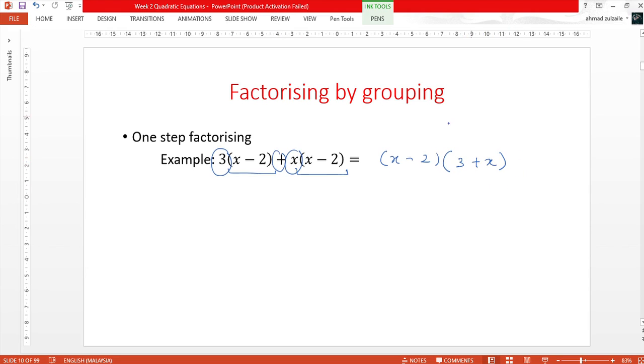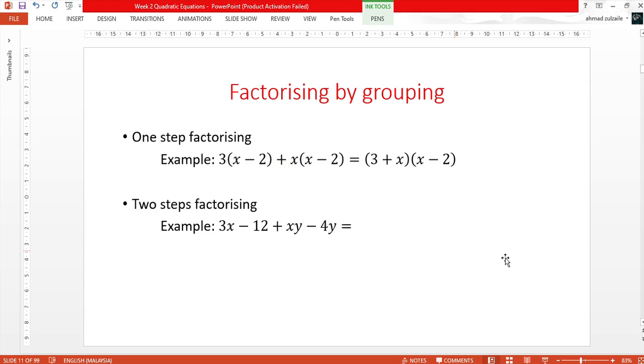Again, you can check your answer by multiplying the whole thing with 3 and also the whole thing with x. Therefore, you have this kind of equation. This is what I mean by one-step factorizing. By using only one step, you can identify what is the common factor for this equation. Next will be two-step factorizing. You can guess that by using two steps, you will have the answer, right?